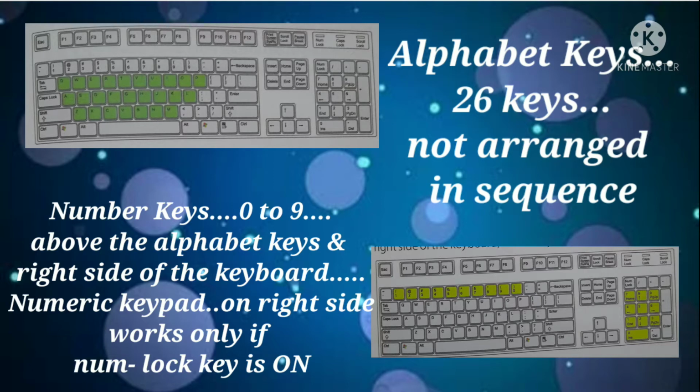Also, we have number keys, that is from 0 to 9. They are lined above the alphabet keys and also to the right of the keyboard. There is a numeric keypad on the right side of the keyboard. It works only if the number lock key is on. So the alphabet keys help us to write letters, words, and sentences, and the numeric keys or the number keys help us to type numbers.